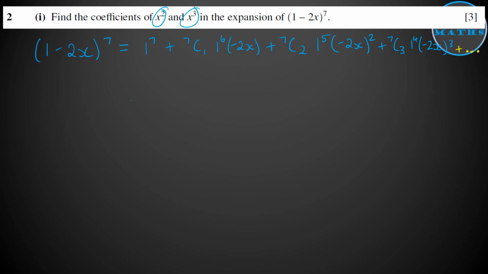One thing to be careful of is to make sure that you take that minus 2x as the whole thing that goes into the bracket. In these parts here, it needs to have that minus in it as well. Okay, so now picking out the parts that we need for the x squared will be this section here. So if we expand that, well, 7c2 is 21, and then from the minus 2 squared, we'll be multiplying that by 4. So the coefficient of x squared is 84.